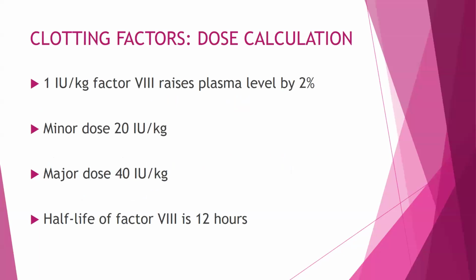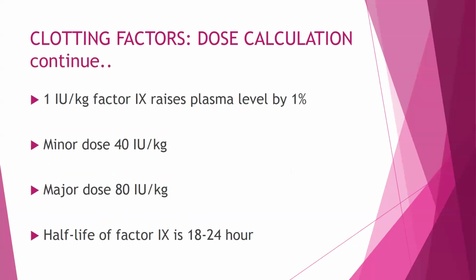In factor 8, usually 1 international unit per kg of factor 8 raises the plasma level by 2%. If a patient has come in with a minor bleed, we will give around 20 to 40%, 40 to 60%. If it is a major bleed, we will give between 60 to 80%. The half-life of factor 8 is usually 12 hours.